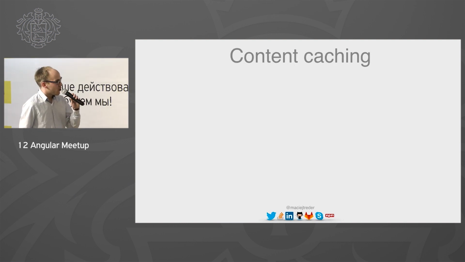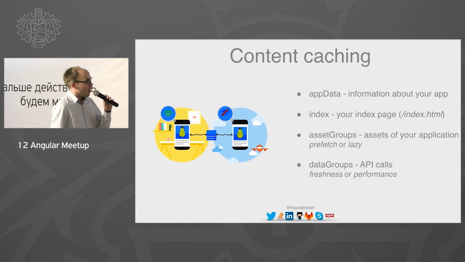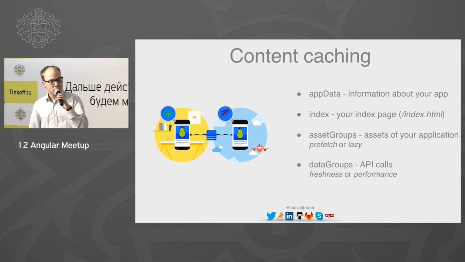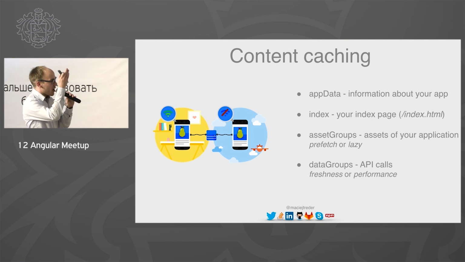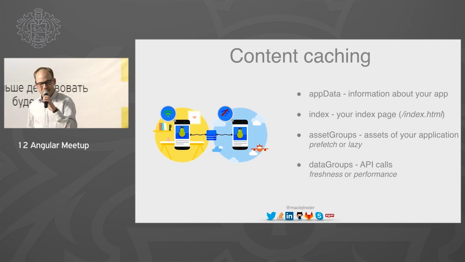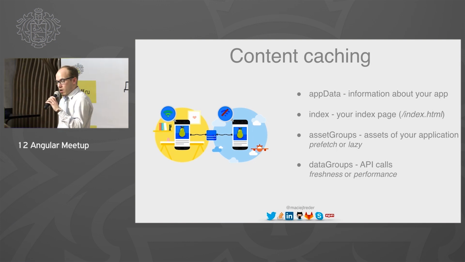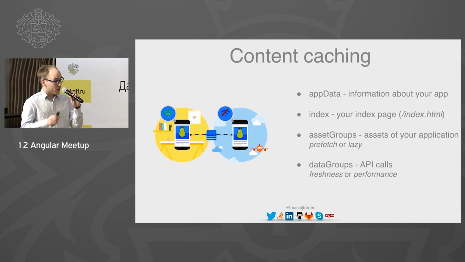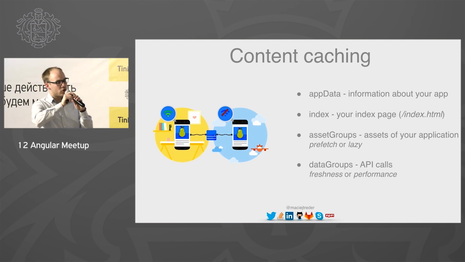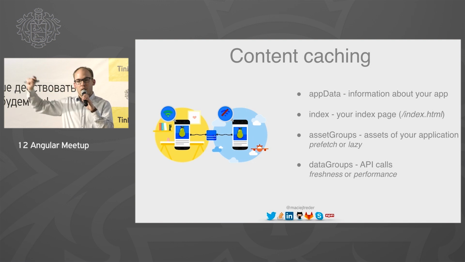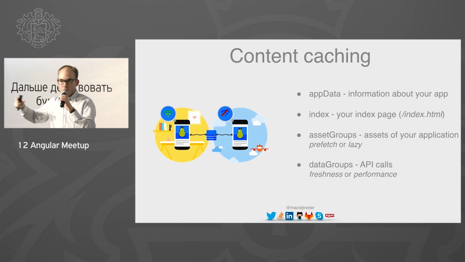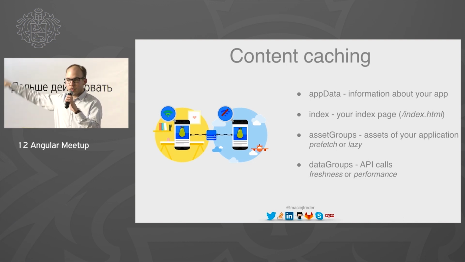And the summary about content caching is here. About this ngsw JSON file: application data, index, asset groups, data groups, freshness or performance. Okay, that was the second strategy. What is the difference between those 2? Freshness is the strategy which is internet first and then caches the content. Performance is, of course, local cache first and then going to the internet to update the cache.